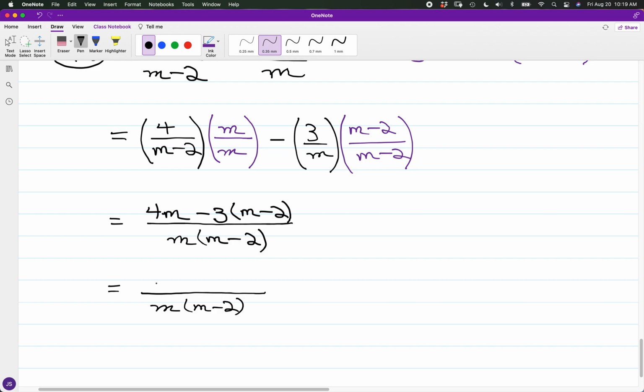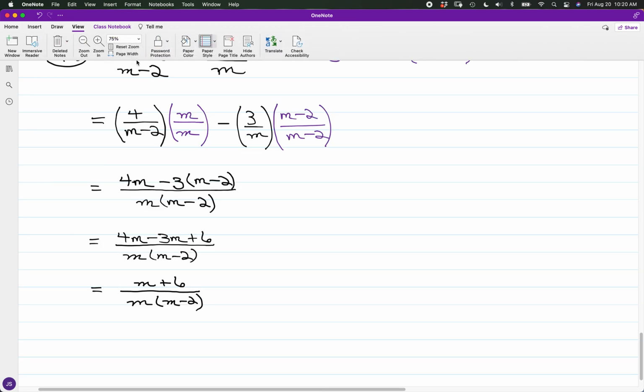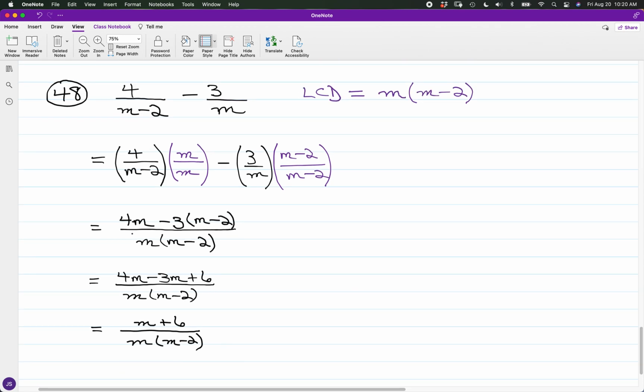At the top we have 4m, and for the next part of the numerator we have negative 3 times the quantity of m minus 2. So negative 3 times m, we have negative 3m, and then negative 3 distributed over negative 2 is going to be a plus 6. So we have 4m minus 3m is m, plus 6, all over m times the quantity of m minus 2, and that will be the result upon combining these ratios, where we had started out with 4 over m minus 2 minus 3 all over m.